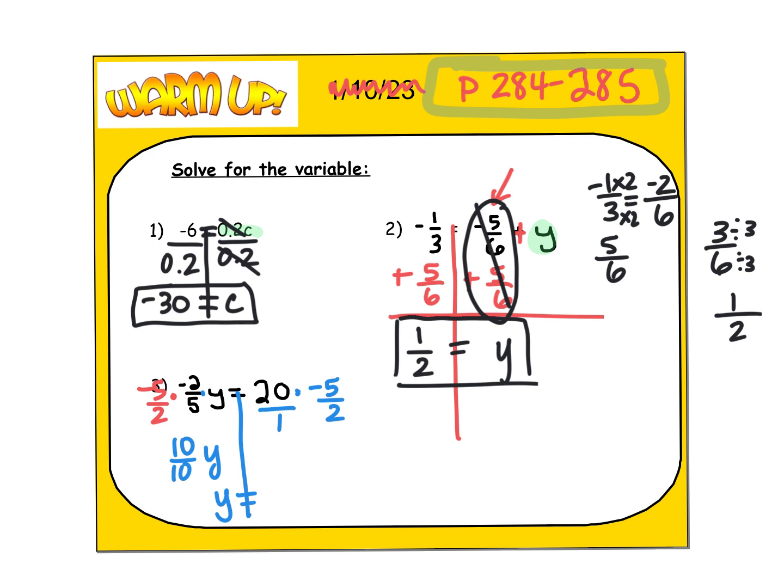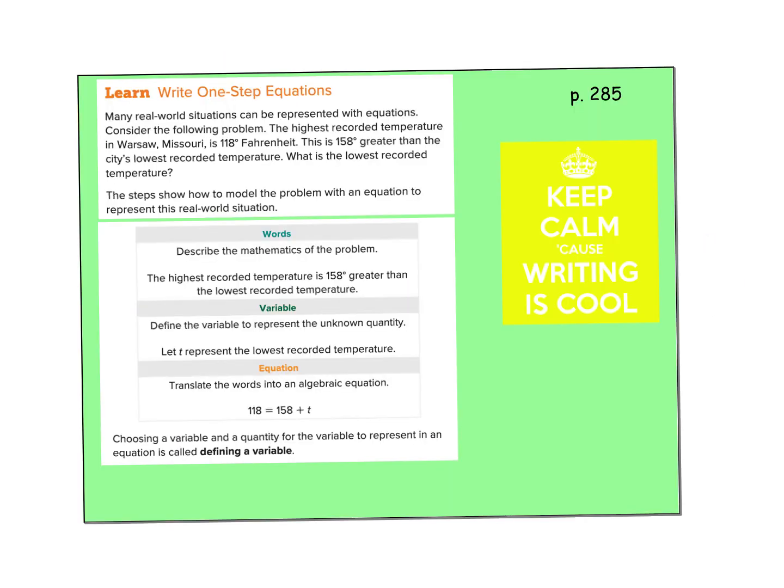All right, so if I multiply, 20 times negative 5 is negative 100 over 2. You can divide by 2. You get negative 50 over 1, or just negative 50. So my solution to this one is y equals negative 50. All right, so that was a quick refresher of the types of equations that we solved yesterday.